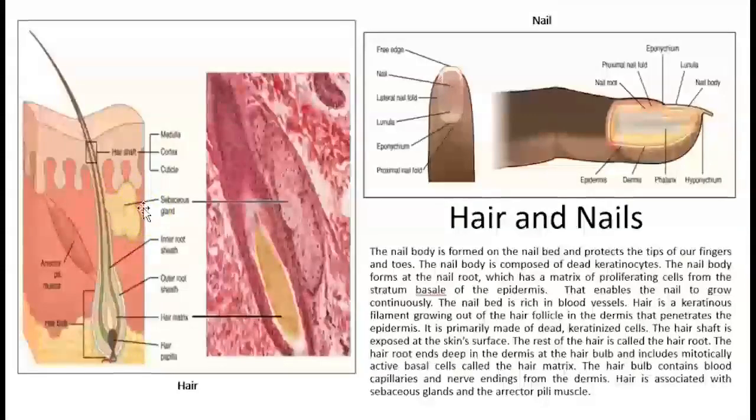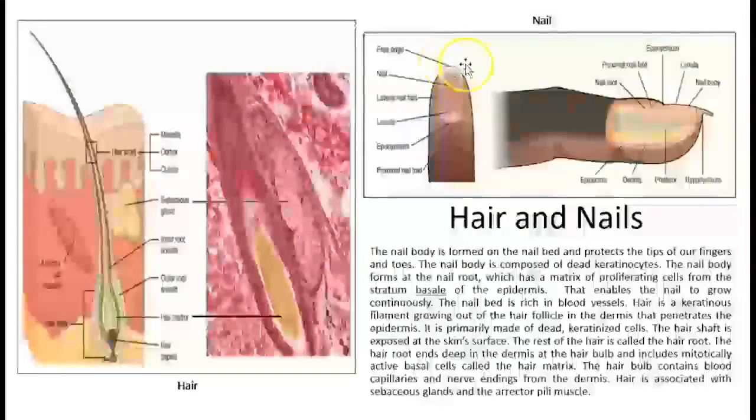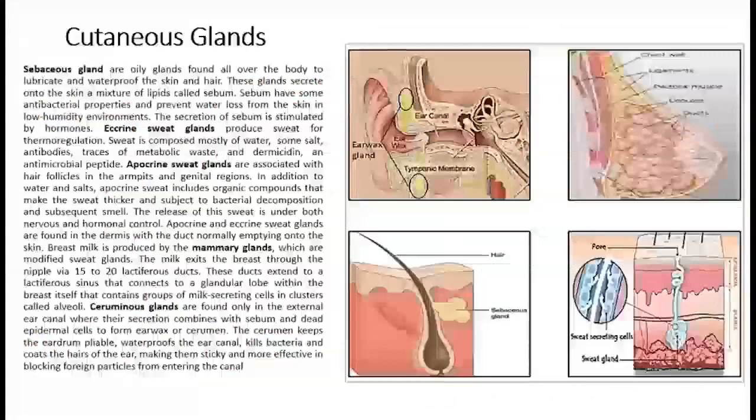This gland produces oil that is going to keep our hair oily, because if our hair dries, then obviously it's going to break. Nails: the very bottom is called the lunule, this one right here. The middle is the nail body, and also we have the free edge, which is the part that we are constantly cutting. So let's keep scrolling down.